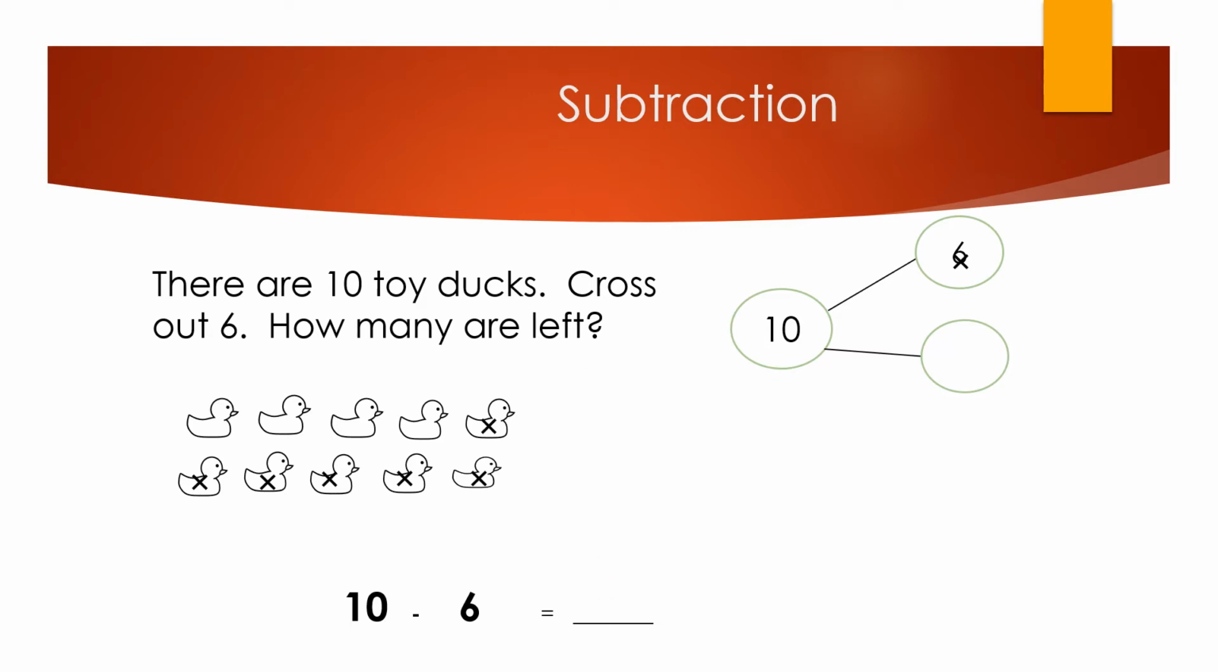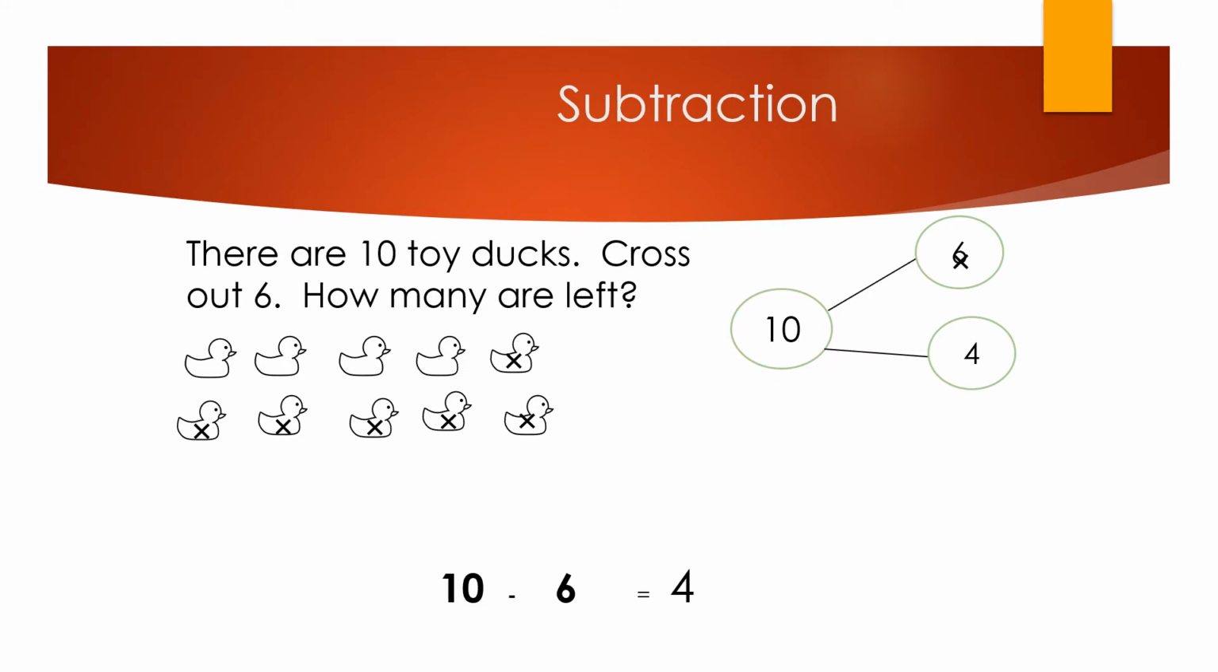Let's see. So far, kindergarten, we figured out that there were 10 ducks all together. But then something happened. 6 were crossed off. So we showed that as one of our parts in our number bond and in our equation. After we crossed off 6, what did we have to do next, kindergarten? You guessed it, we needed to count to see how many ducks were left. Ducks without X's on them, right?